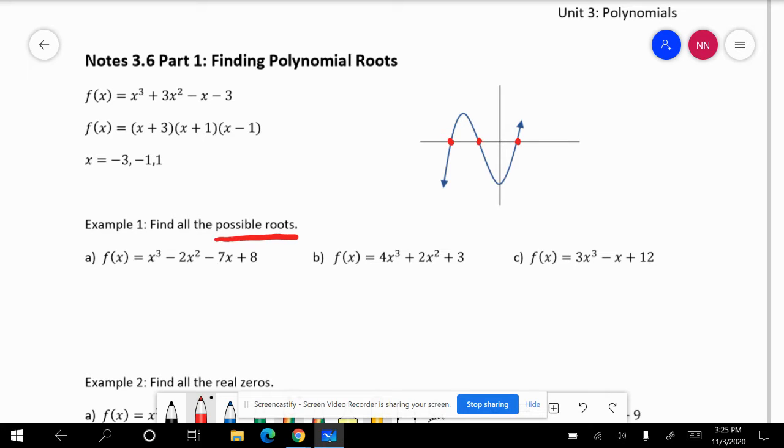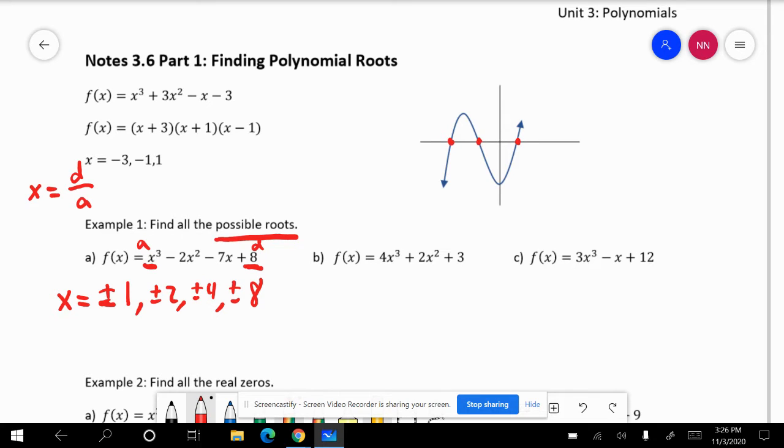How we're going to do this is we're going to take our coefficient for our leading term and for our constant value. And what it is, it's all the factors of d, our constant value, divided by all the factors of a. So when we look at our first one, it's really easy because our a is 1, and if we divide something by 1, it doesn't change. So we're basically just looking at all of our factors of 8. So that would be plus or minus 1, plus or minus 2, plus or minus 4, plus or minus 8. Those are all the possible roots for this polynomial.